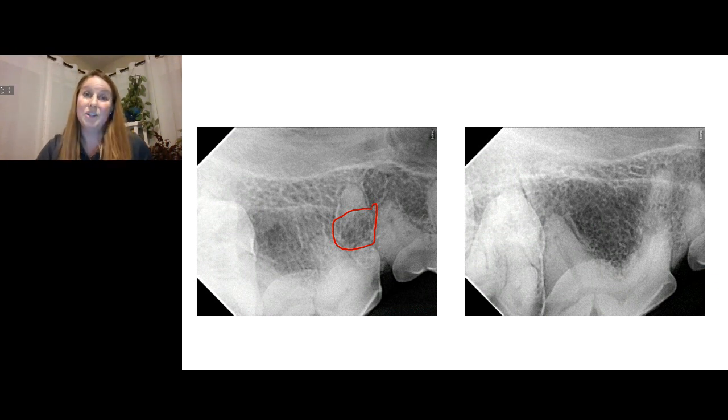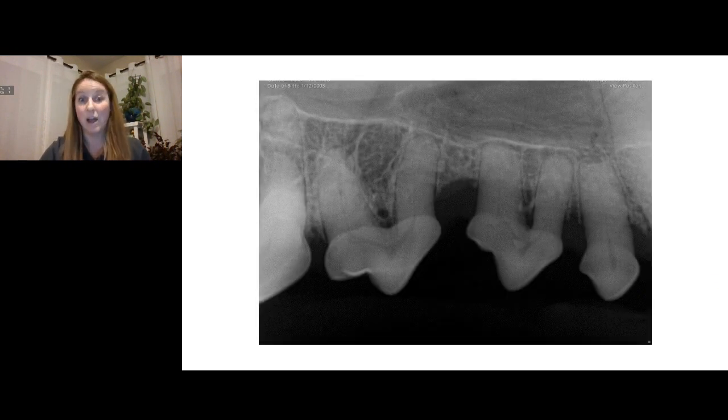I monitored this tooth, right? I chose to monitor this tooth. I didn't have cone beam CT at the time. I chose to monitor this tooth, and to my knowledge, that was an okay decision. It was not at or above the gum line.